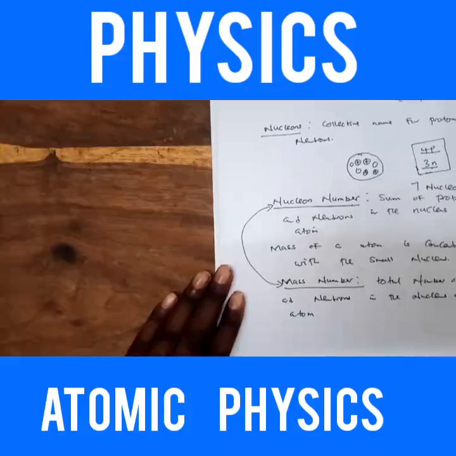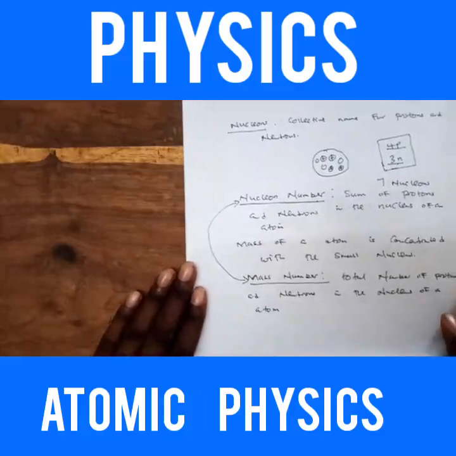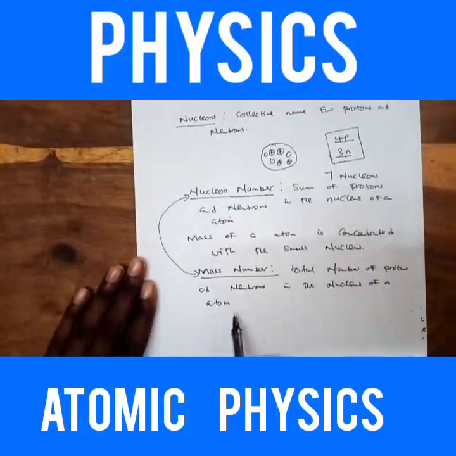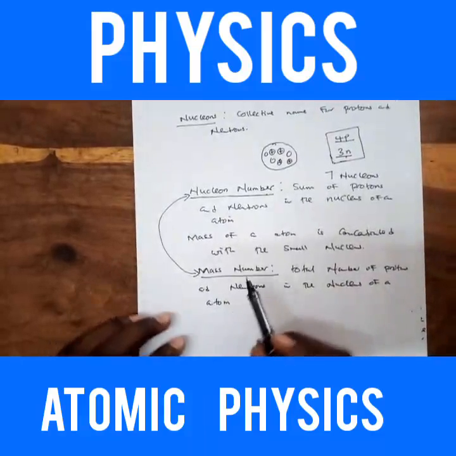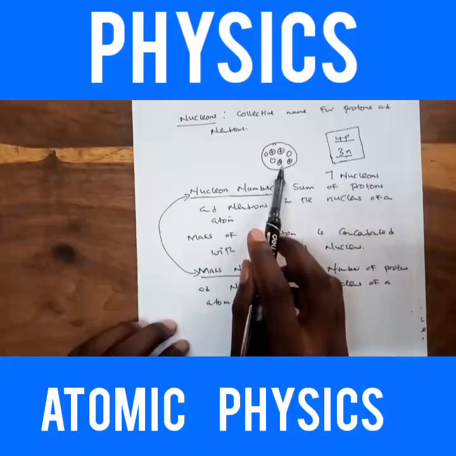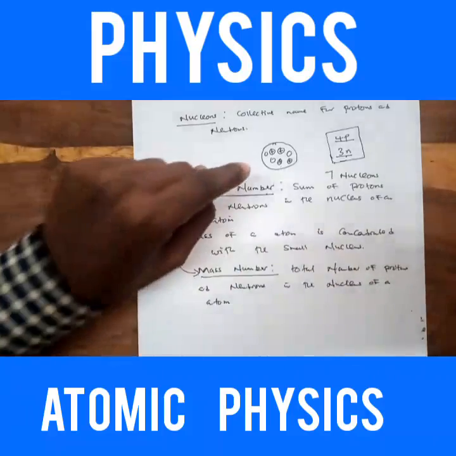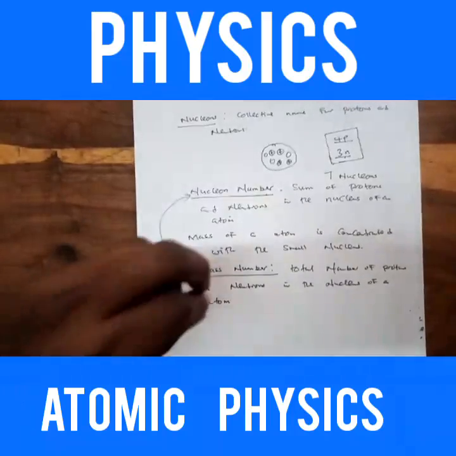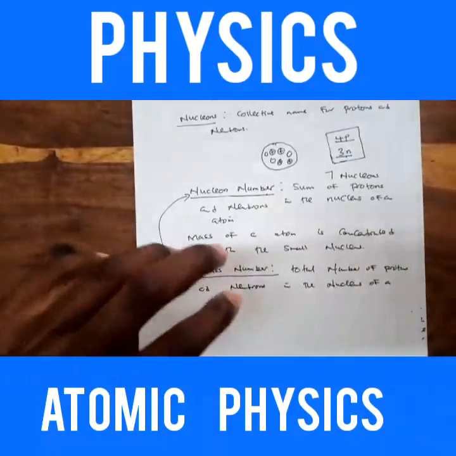So the total number of protons and neutrons in the nucleus of an atom, this is what we call the mass number. So mass number talks about what is found in the nucleus because the mass of an atom is concentrated within the nucleus. So whatever is in the nucleus will give us the mass of that particular atom.